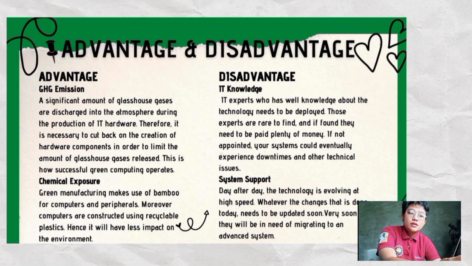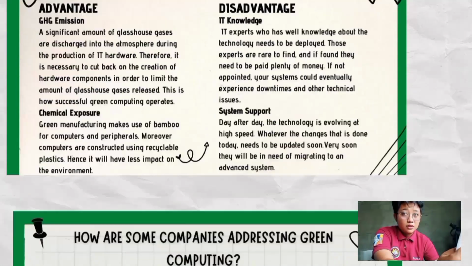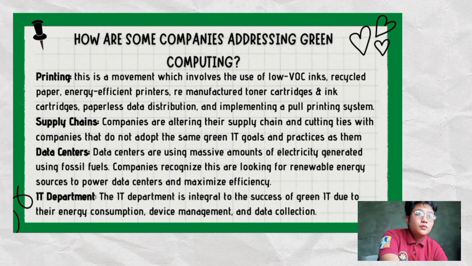Next is the IT knowledge. If we don't have an IT expert, our system could eventually experience downtimes and other technical issues. Lastly is the system support. Day after day, our technology is evolving at high speed, and green computing is not that powerful to handle such storage and updating. How are some companies addressing green computing?